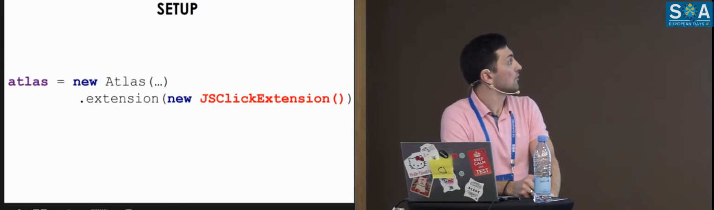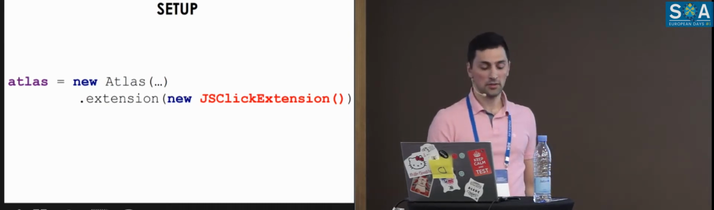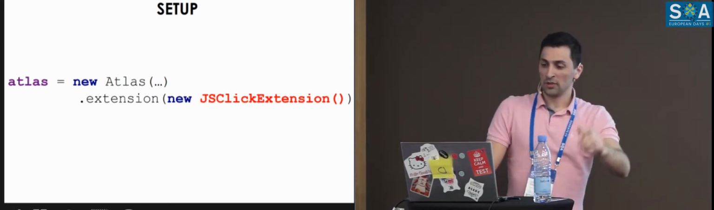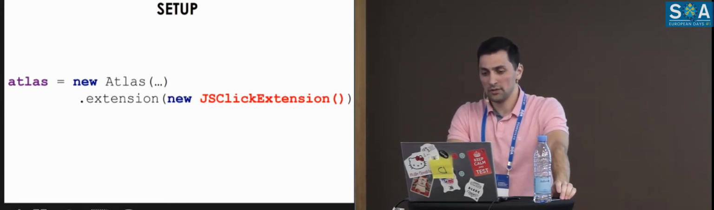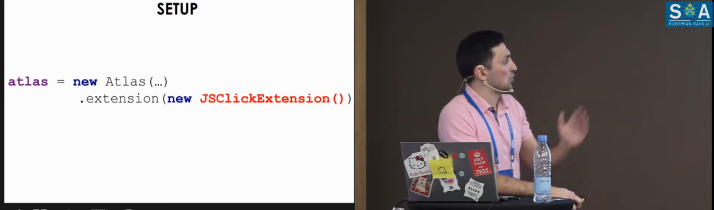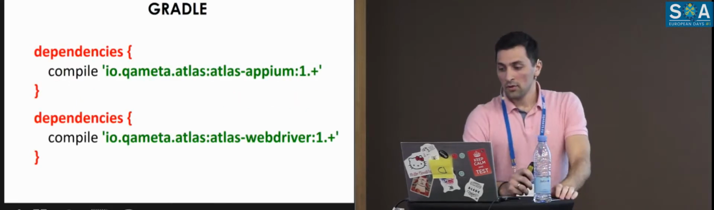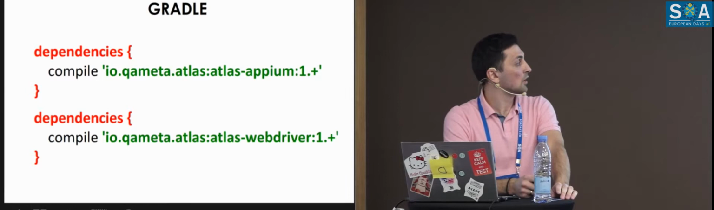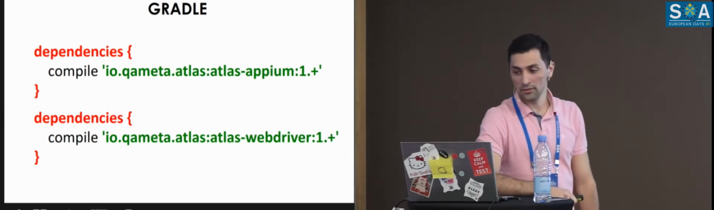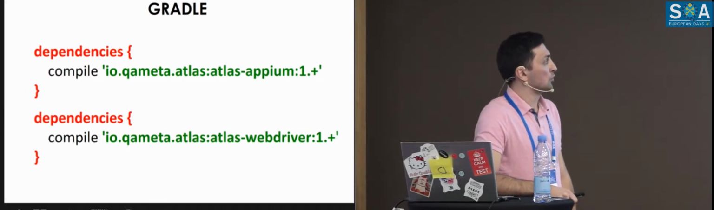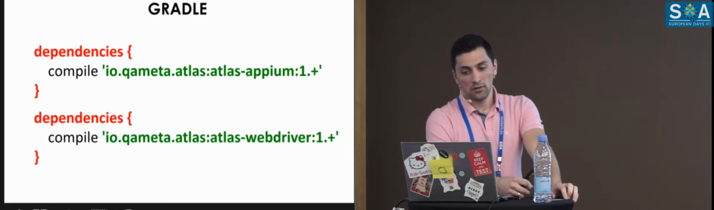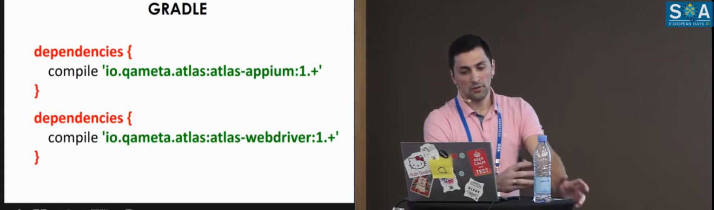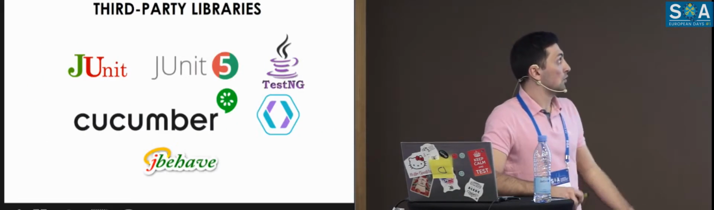Next, if you want to try Atlas, all jars are available in Maven Central, the latest version is 1.5, and you can try Atlas Appium or Atlas WebDriver. Atlas can integrate with popular tools such as JUnit 5, TestNG, Cucumber, JBehave, or can integrate with your own test frameworks if you have them.